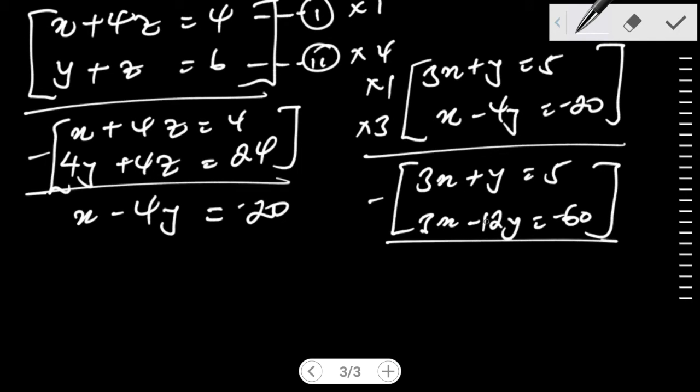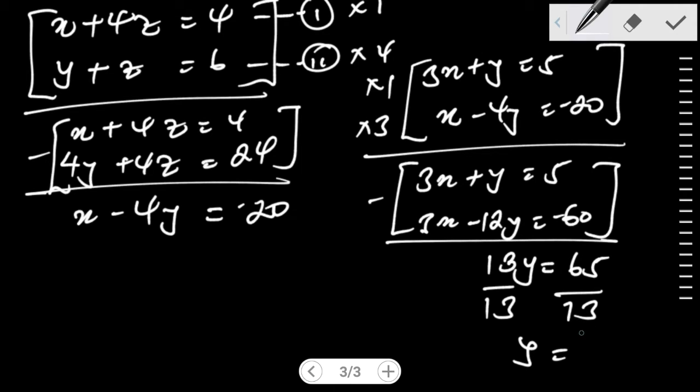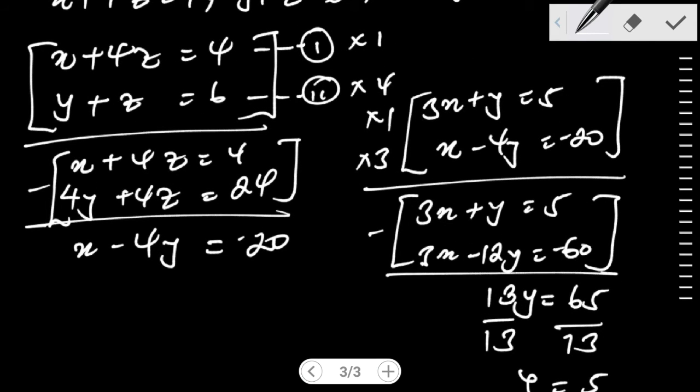I'm going to have 0. So this is going to be 13y, giving me a 5. 5 minus that, so this is going to be 65. Divide by 13, divide by 13. So y would be equal to 5 in this case. So having got that, now let's go back and substitute so that we can get the other values.